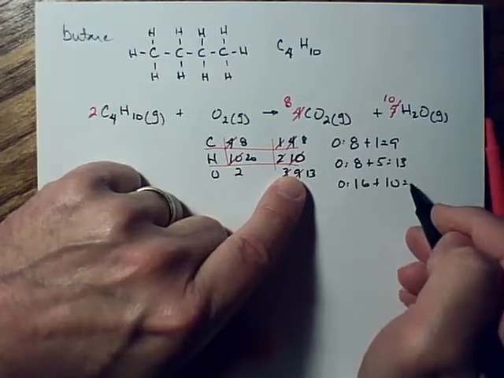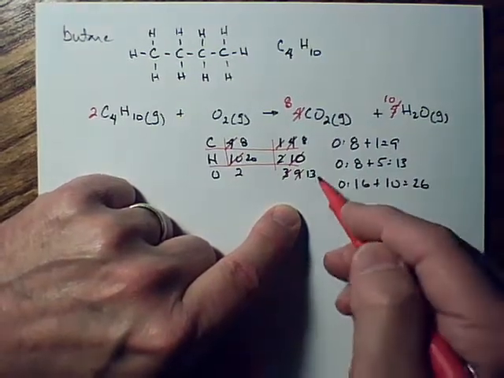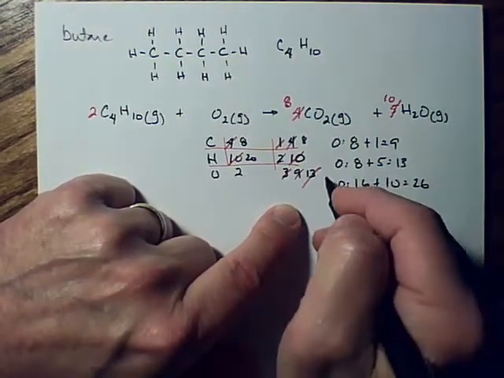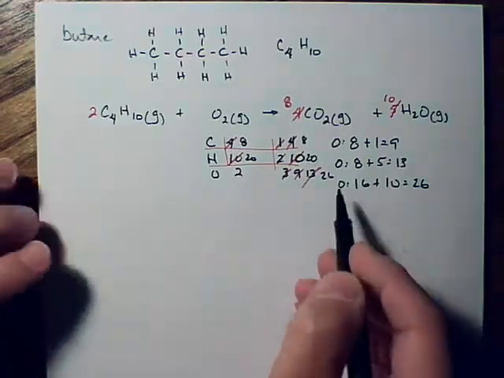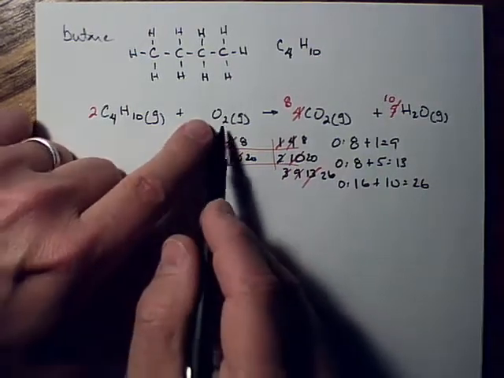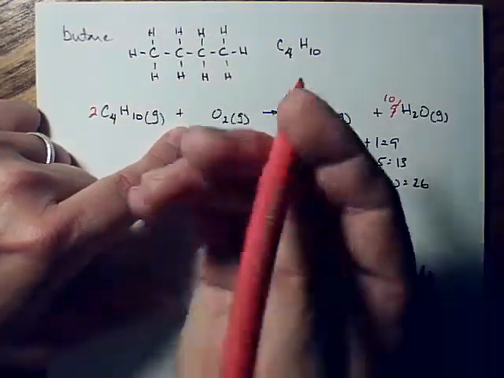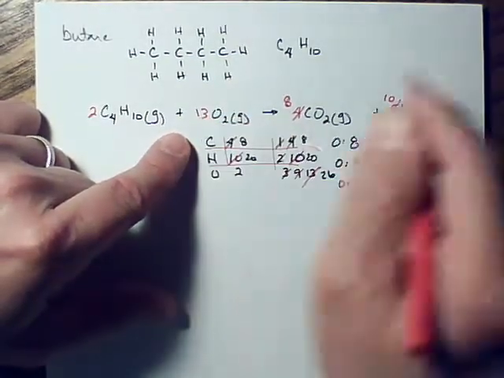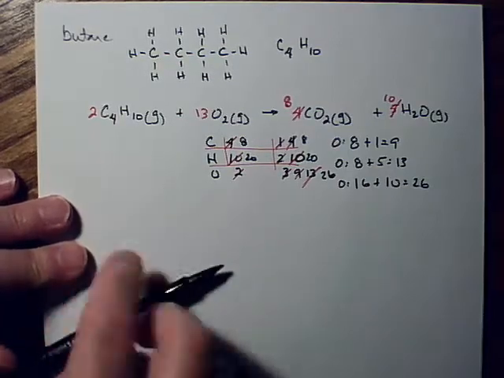10 times 1 is 10. That gives me 26 oxygens to the right. So I'm going to put 26 here. And I didn't change this to 20. So now that I can see that I've got an even number of oxygens on this side, getting the right number of oxygens on this side is fairly easy. I put a coefficient of 13 in front of that species, changing the number of oxygens to 26.